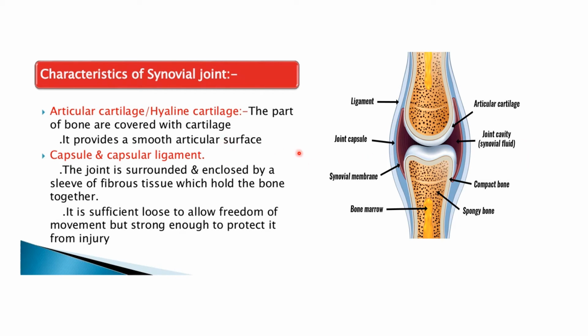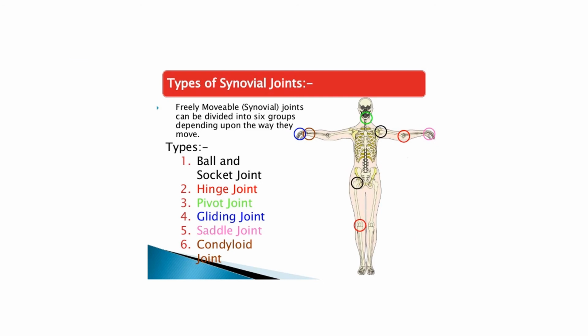Then there is a capsular ligament. The joint is surrounded and enclosed by sleeves of fibrous tissue which hold the bones together. So what is a ligament? A ligament is something which connects bone to bone. It is sufficiently loose to allow freedom of movement but strong enough to protect it from injury. So it allows movement but it protects it from injury. As you can see over here, this is the cartilage and this is the ligament.